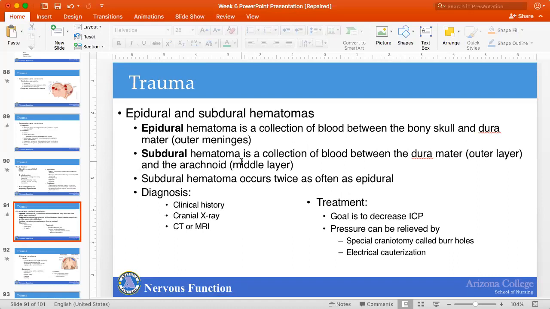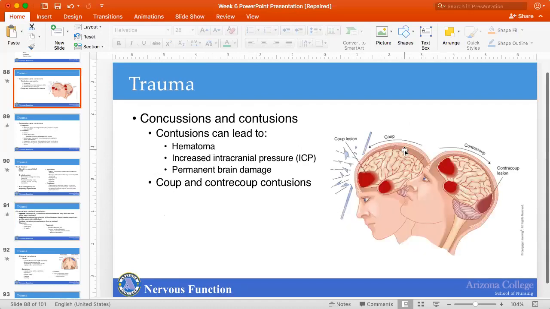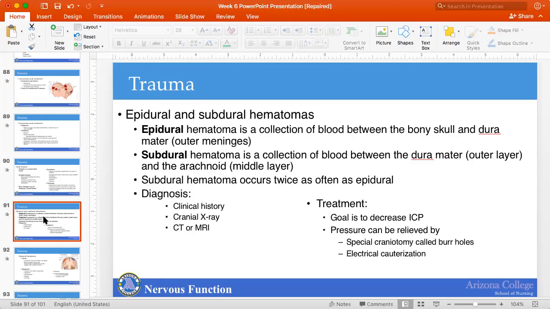The subdural hematoma is a collection of blood between the dura mater and the arachnoid mater. So arachnoid mater would be in this area between the brain and the dura mater, and then overlying the dura mater is another thin layer called the pia mater, and so that subdural hematoma would be between those two, and that one is more serious. The subdural hematoma occurs twice as often as an epidural.